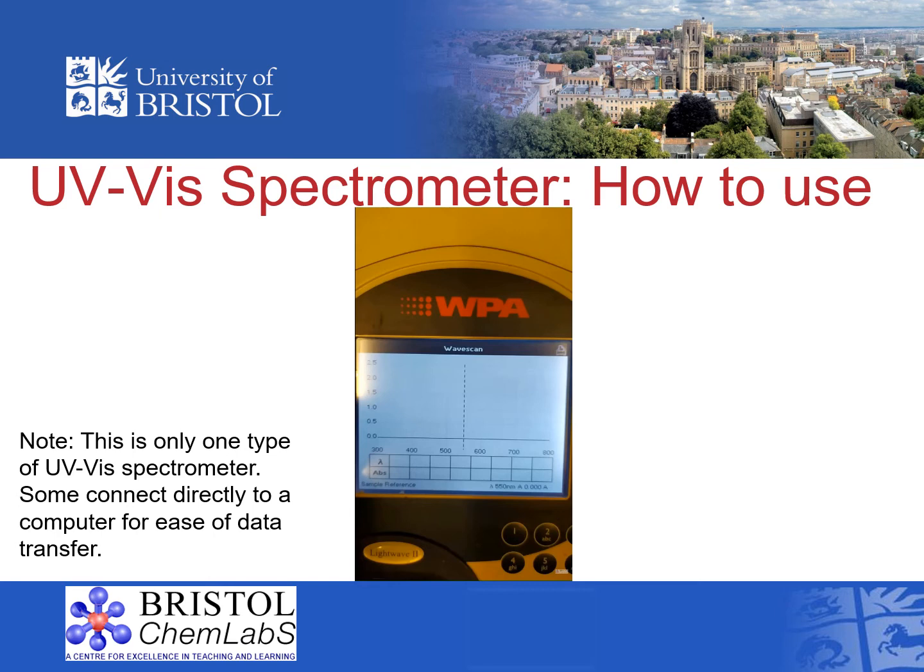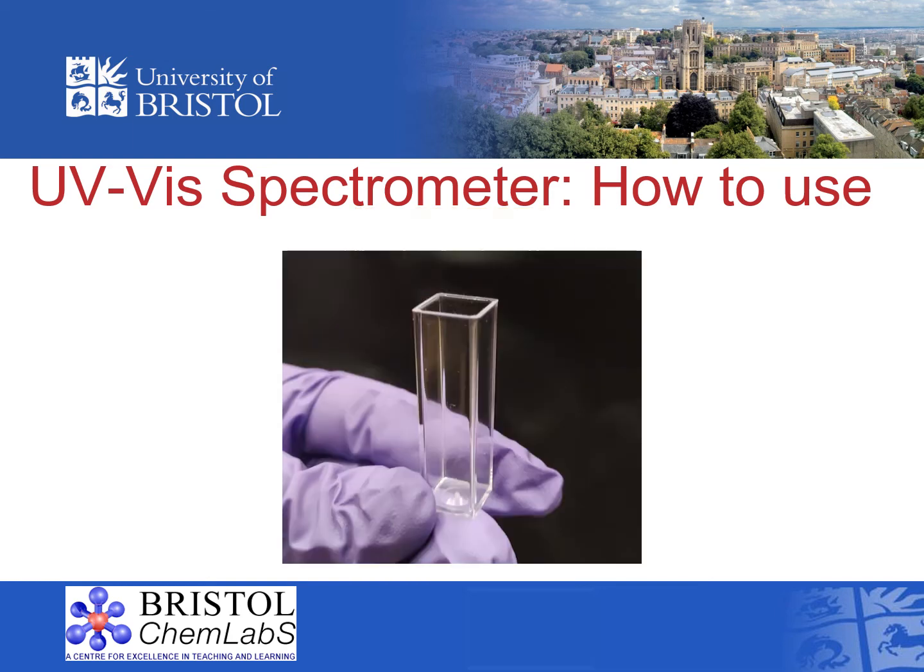The blank is run using the cuvette filled with your solvent. A solvent is the main liquid phase that has dissolved the substance or the solute you are analyzing. For example, in a sugar-water solution, the water is the solvent and the sugar is the solute.